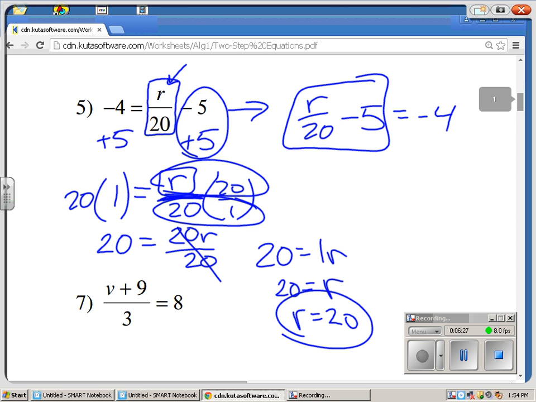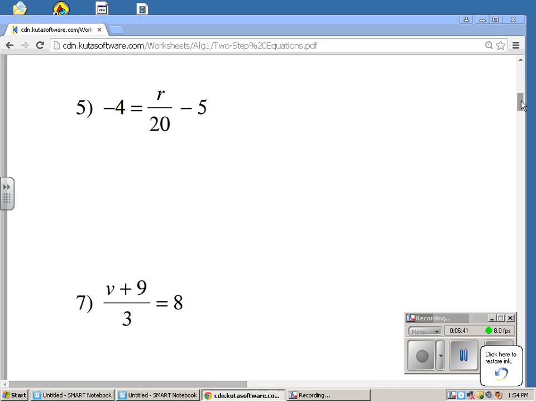I just switched what was on the left side and what was on the right side, separated by an equal sign. All right, so we finished that problem, number 5. Let's go on to number 7.